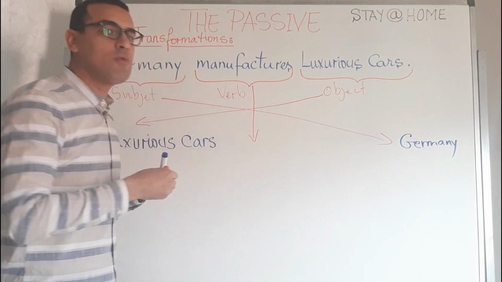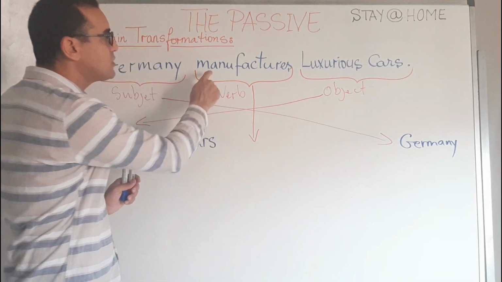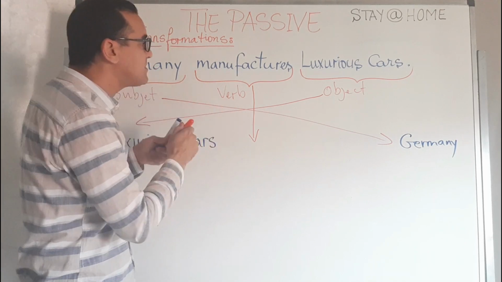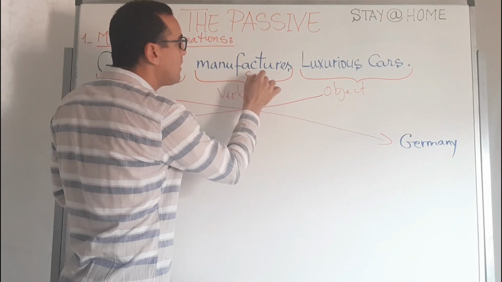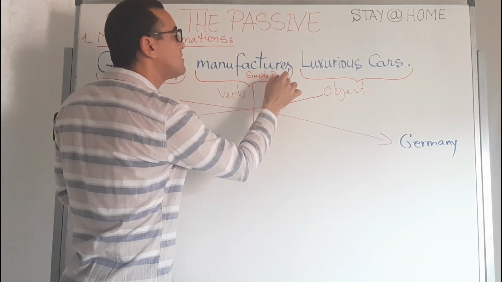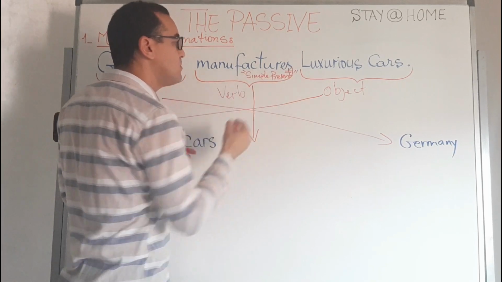We have two operations or procedures that you have to apply. So we have to state the verb and state its tense. It is in the simple present. So the tense is the simple present. Why? Because we have the S here. So the tense is the simple present.